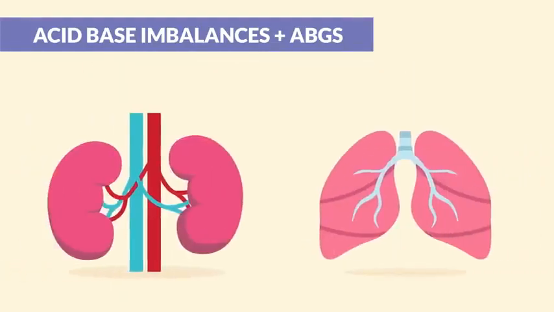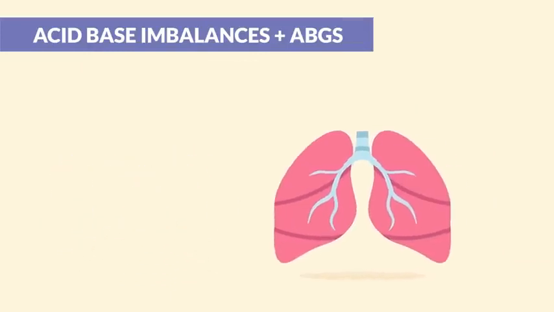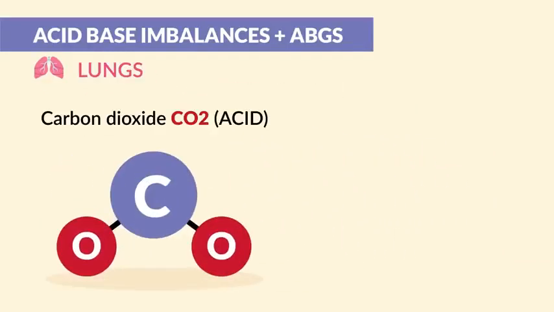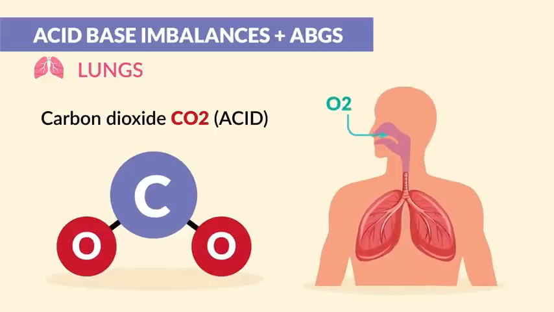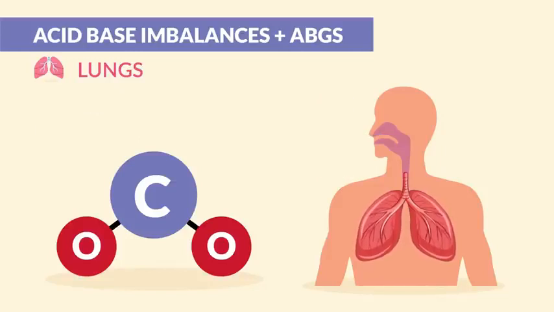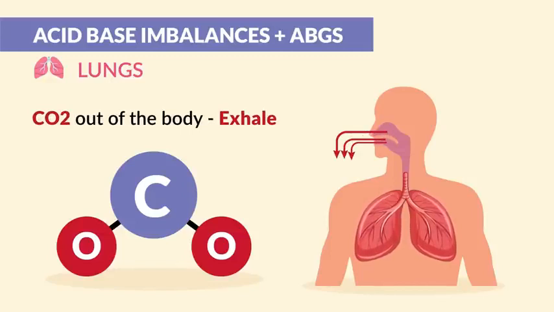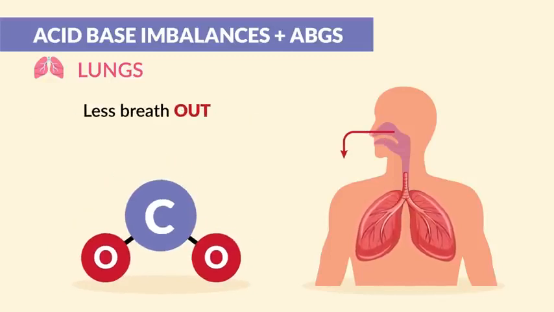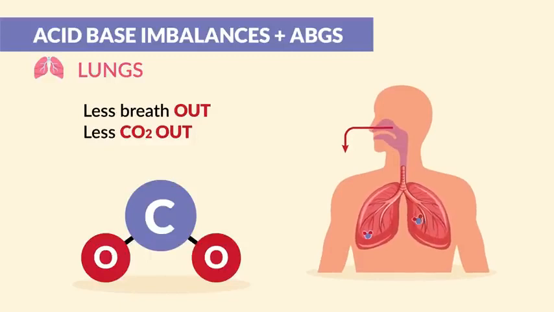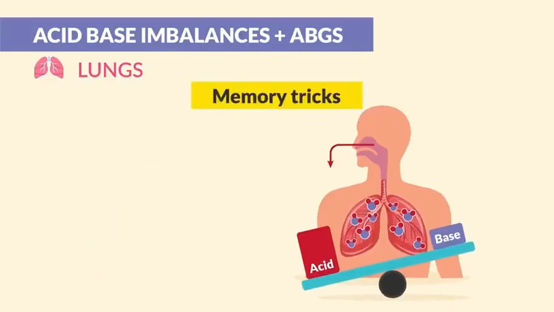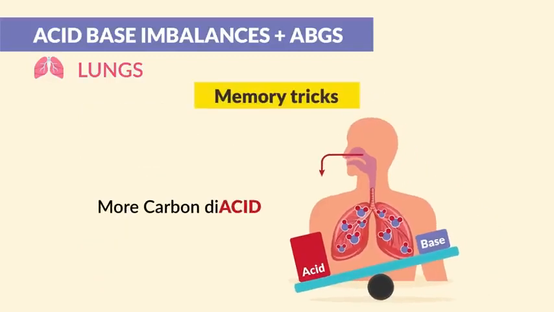Now, the main organs that control these are the lungs and the kidneys. So the lungs control carbon dioxide, that's CO2. We breathe in oxygen and breathe out that CO2. Normal gas exchange, right? So just like you heard, the main way to get CO2 out of the body is by exhaling. So the less you breathe out, well, the less CO2 comes out. And so more CO2 is retained in the body, which makes the body more acidic. So remember, more carbon dioxide means more carbon diacid, a very acidotic body. So naturally, with a decrease in respiratory rate, we have more acid from more CO2.